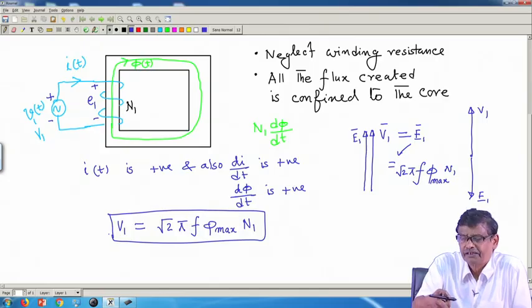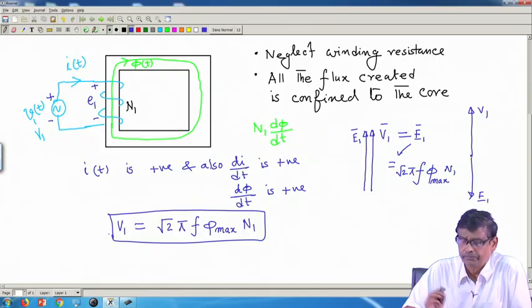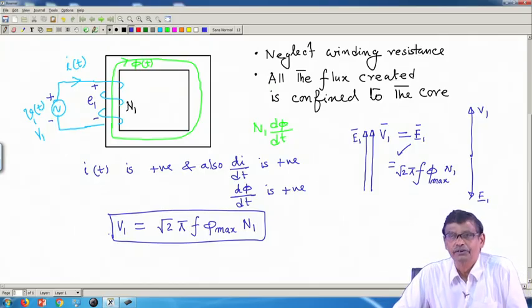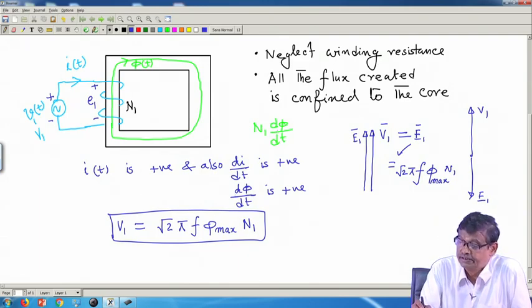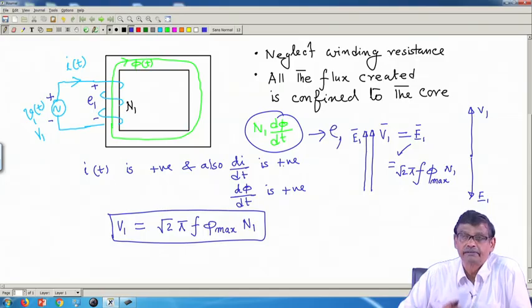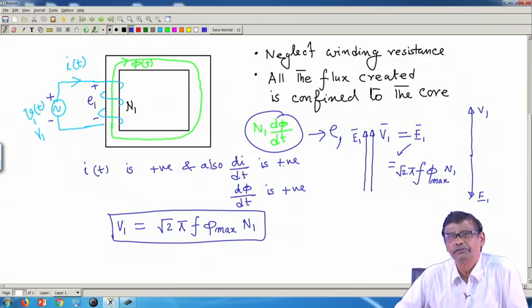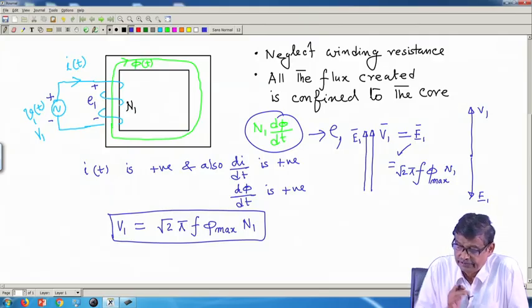This phi t can be expressed in terms of, say, phi max cos omega t; differentiate that. Last time we did that. So, the RMS value of the applied voltage is equal to the RMS value of the induced voltage, which I got from N1 d phi by dt. This thing is your E1, the RMS value of that. How did you get it? Put phi equal to, say, phi max cos omega t, differentiate it and pick the value of that divided by root 2. So, this is the thing.